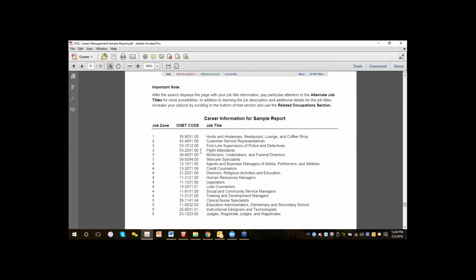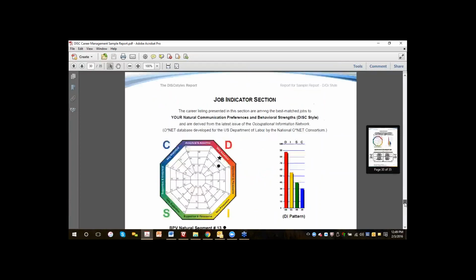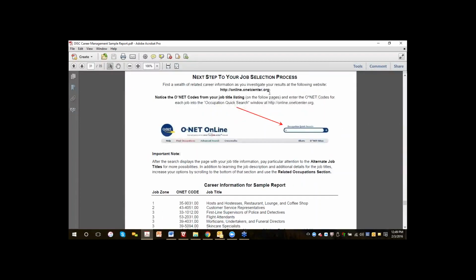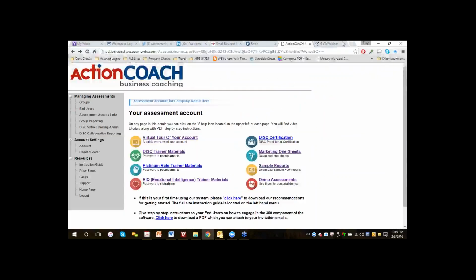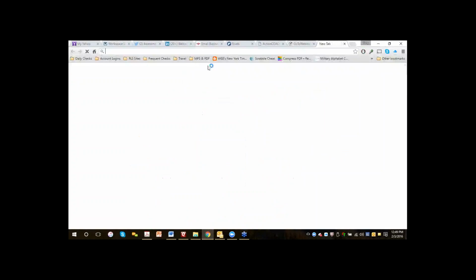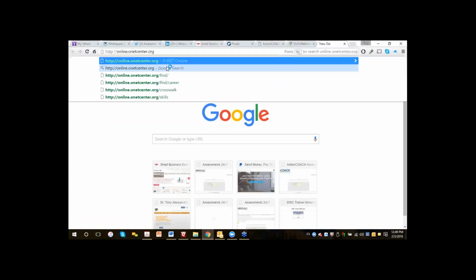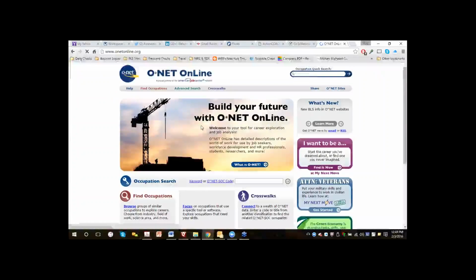So what you do is you take this ONET code. This is the code, and you actually go to this URL. I'm going to copy this URL. You'll find this absolutely fascinating. I'm going to go to this URL. I'm putting it in here. This is the United States government ONET code site, which is absolutely incredible. Here is where you put the code.